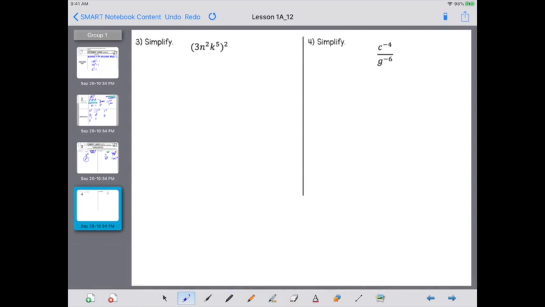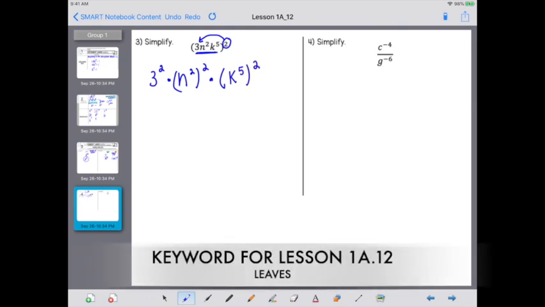Welcome back. Let's try number 3. So this whole thing is getting applied to that second power. So we have power to power. So I'm going to take the power of 2 and apply it to 3. So 3 to the second power times n to the second power to the second power again. We have k to the 5th to the second power. So I apply that second power to each term in the parentheses.